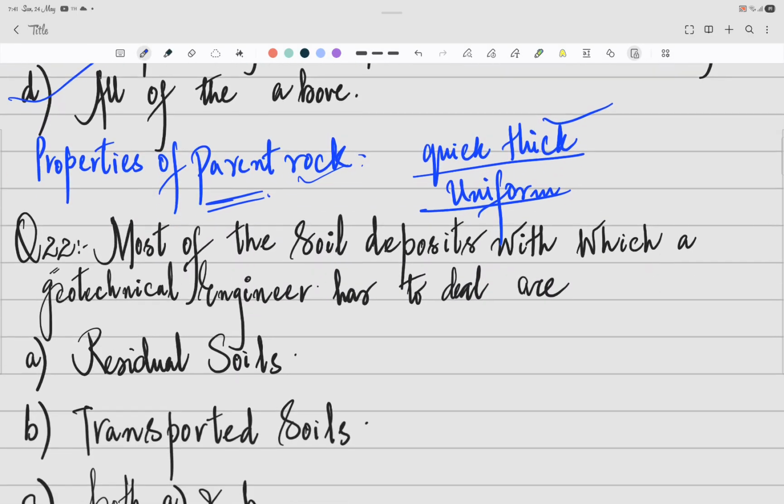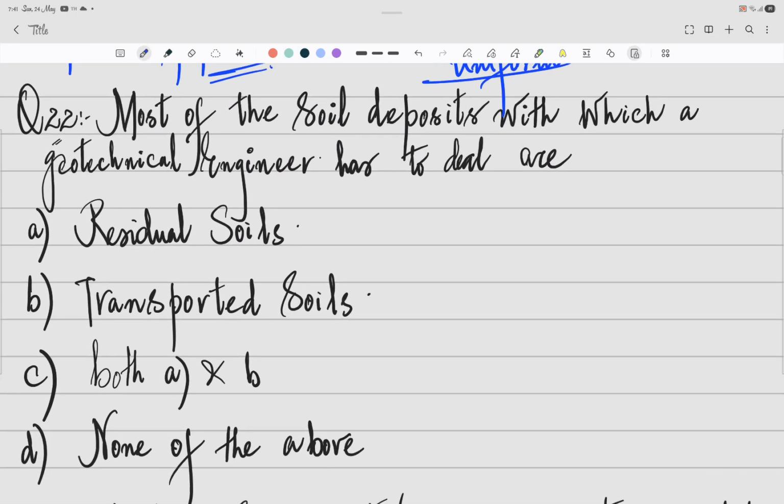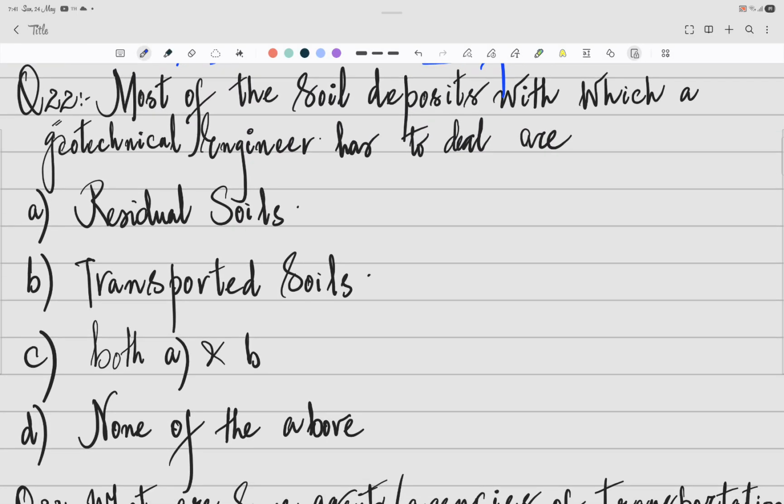Let's move forward to question number 22. Question number 22 says most of the soil deposits with which a geotechnical engineer has to deal are residual soils, transported soils, both A and B, none of the above. We know the answer, it's B, transported soils. Most of the soil deposits with which a geotechnical engineer has to deal are the transported soils.